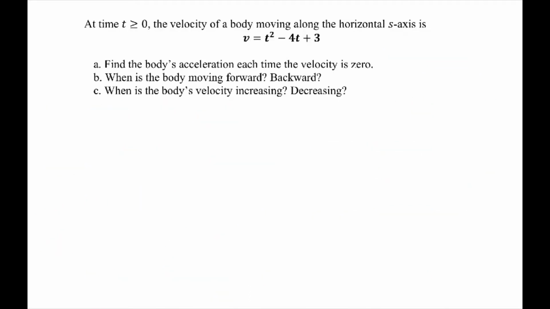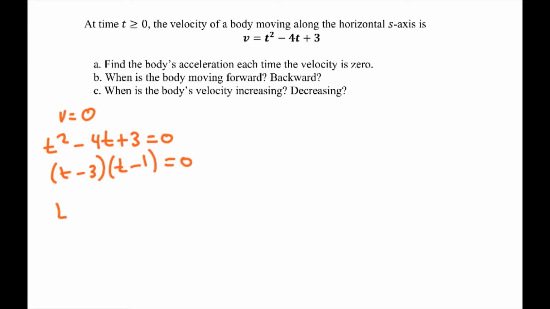Now in this question, they give us the velocity and they want us to find the body acceleration each time the velocity is 0. Well, first we need to find when the velocity equals 0, and that's going to be t squared minus 4t plus 3 equals 0, and you can factor that function. At t equal 3 and t equal 1, the velocity was equal to 0.